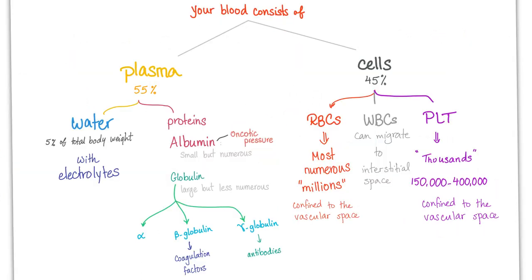Let's start at the beginning. Your blood consists of plasma and cells: red blood cells, white blood cells, and platelets. Only the white blood cells can migrate to the outside of the blood vessel, into the interstitial space, to fight infections where they are. Platelets and red blood cells are confined to the vascular space.